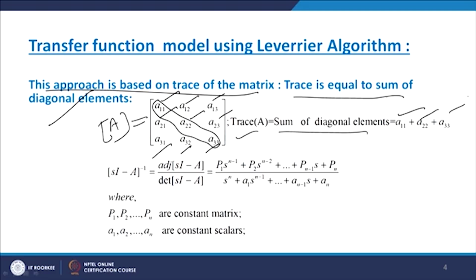Now, (sI minus A) inverse is written as adjoint of (sI minus A) divided by determinant of (sI minus A), that is equal to (P1 s^(n-1) + P2 s^(n-2) + ... + P(n-1) s + Pn) divided by (s^n + A1 s^(n-1) + ... + A(n-1) s + An). Here P1, P2, up to Pn are constant matrices, and A1 to An are constant scalars.